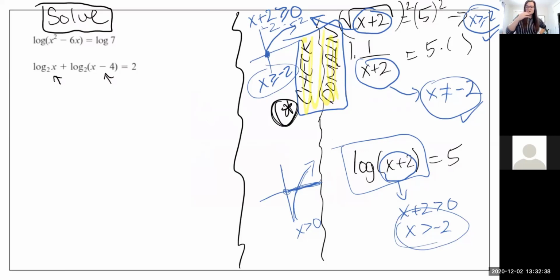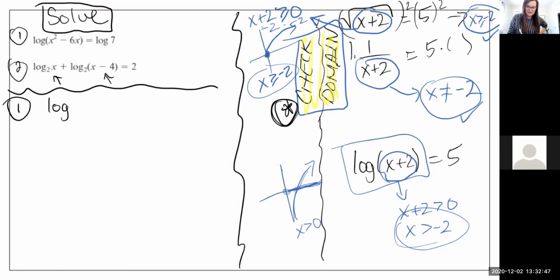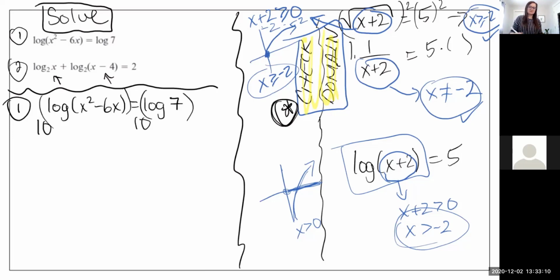Okay, so now solving these. For the first question, we have a log on both sides. And remember, as long as it's the same base on both sides, we can simply apply the inverse of the log. If it's different bases, then it's not great. But these are both base 10. I can apply the inverse of the log, which is the exponential, to both sides. And that actually eliminates my log because it gives me just what's left inside. And so then that's just a regular equation that I've seen before.